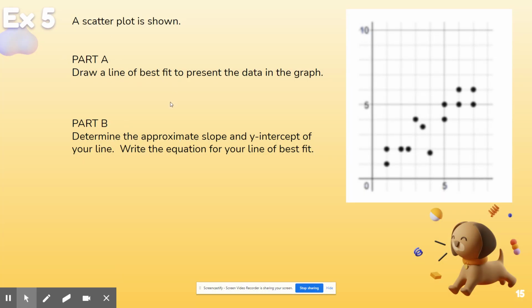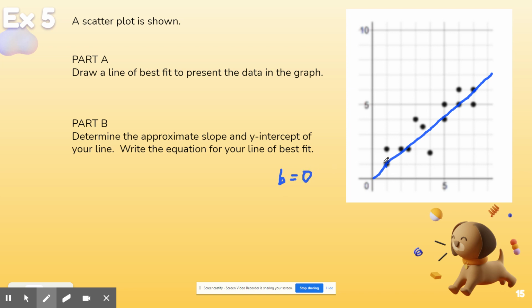It says draw a line of best fit, represent it, and determine an approximate slope. Okay, so what you want to do here is draw it down the center, and you want to make sure you hit points. So what I would do is draw as straight as I could. I would hit this point and this point because it's about in the middle. And then my b would be 0.